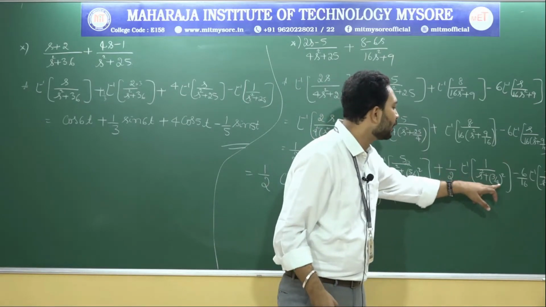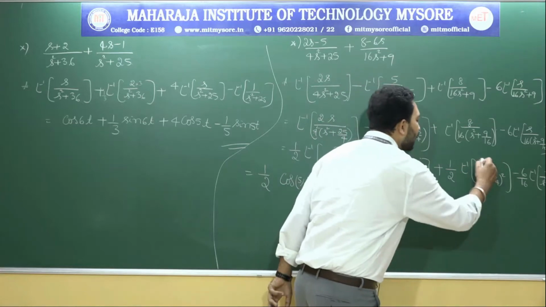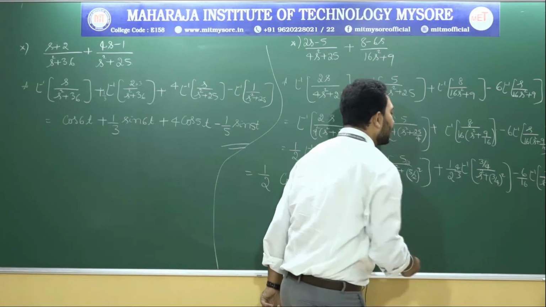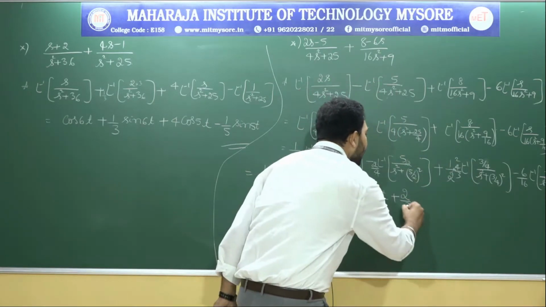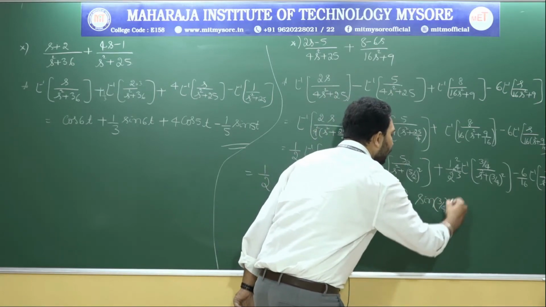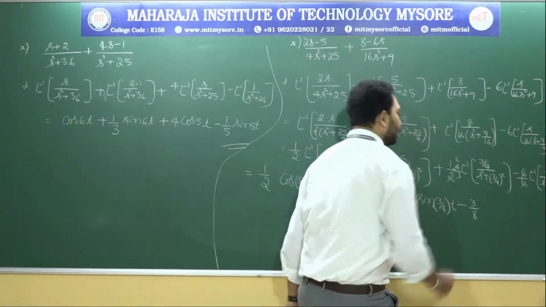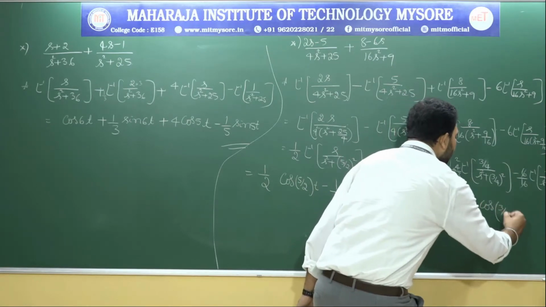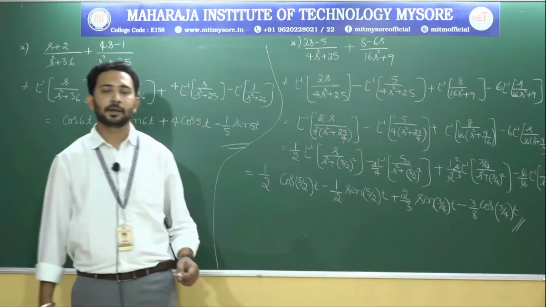Plus, similarly we have s square plus 3 by 4 whole square. So here I require 3 by 4. Multiply and divide by 3 by 4, 3 by 4 and 4 by 3. So 2 1s are 2, 2 2s are. It is 2 by 3 into sin 3 by 4 t minus 3 by 8 cos 3 by 4 t. So this is the required result.